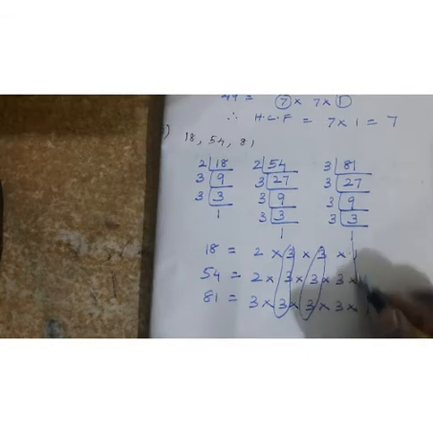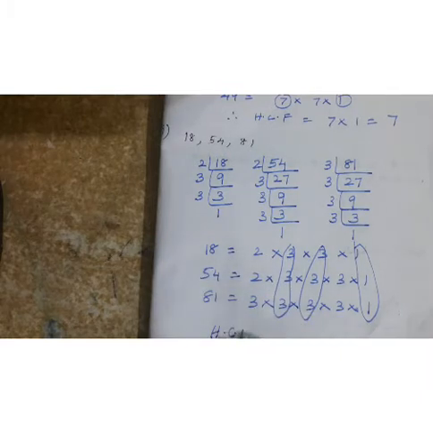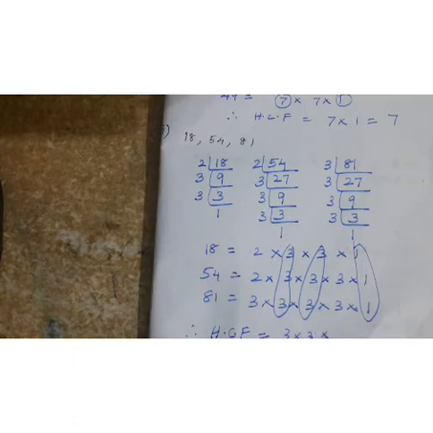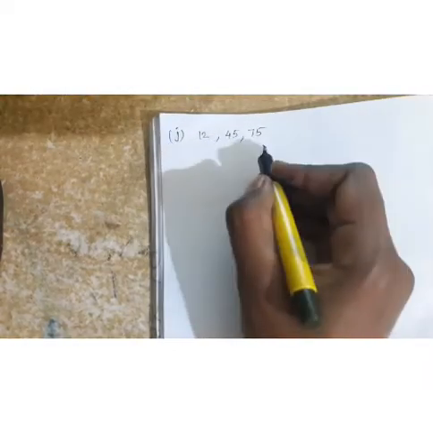3, 1. HCF equal to the product of all common factors of 18, 54 and 81. Therefore, HCF equal to 3 into 3 into 1, which is equal to 3 3s are 9, 9 1s are 9.